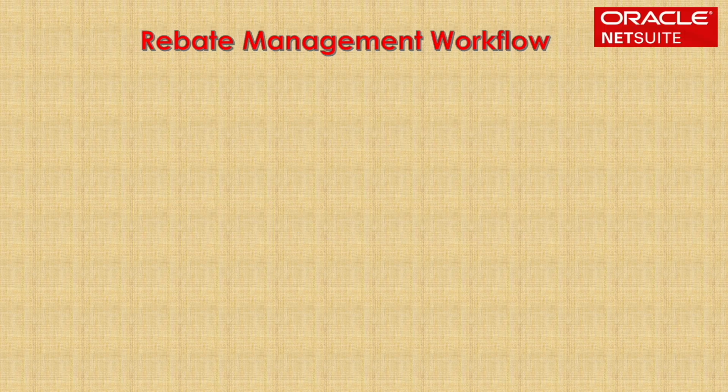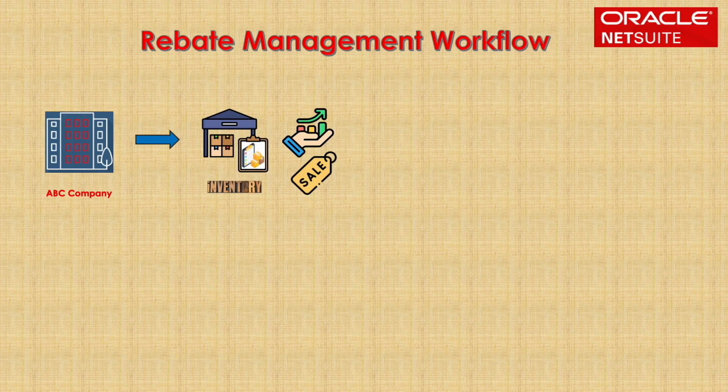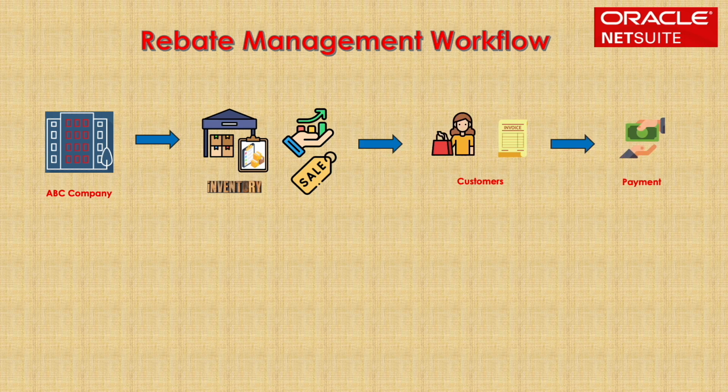Let's now take a detailed look at the rebate management workflow, a real-life business process that we are going to solve using custom scripting in NetSuite. For this course, we will assume our company is called ABC Company, based in California, USA, and we deal in US dollars. ABC Company is in the business of selling inventory items such as food items, smartphones, and smartphone accessories. We sell these items to our customers and they make payments, just like in any regular sales cycle, also known as the order-to-cash cycle.